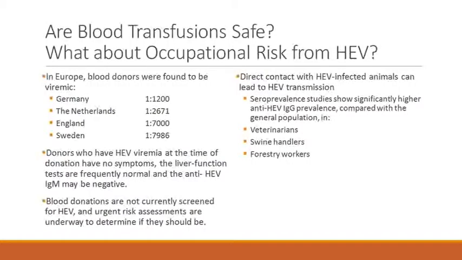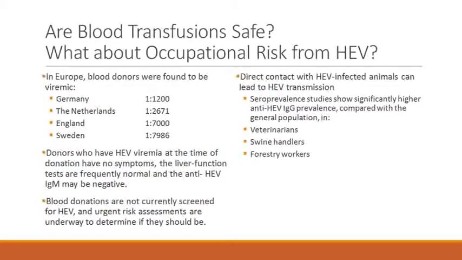Donors who have viremia at the time of donation have no symptoms. The liver function tests are frequently normal, and the anti-HEV IgM may be negative. So it's basically a subclinical infection, and it's very dangerous in this kind of situation. Blood donations are not currently screened for hepatitis E virus, and urgent risk assessments are being conducted at this time to determine whether it is necessary to screen blood for hepatitis E virus.